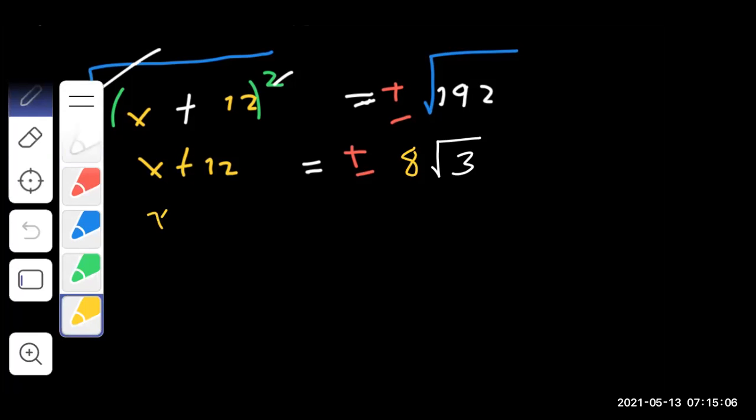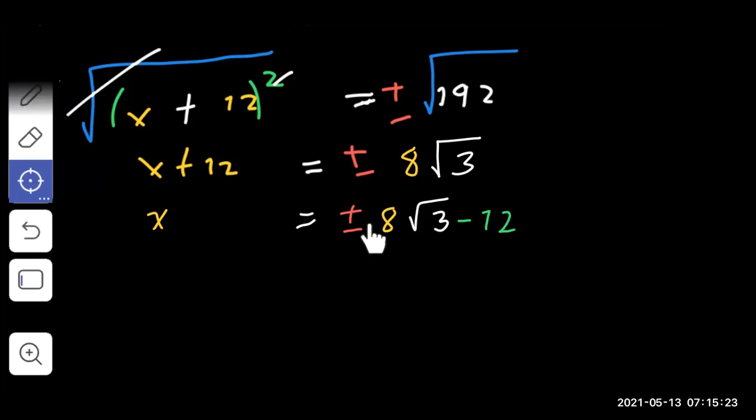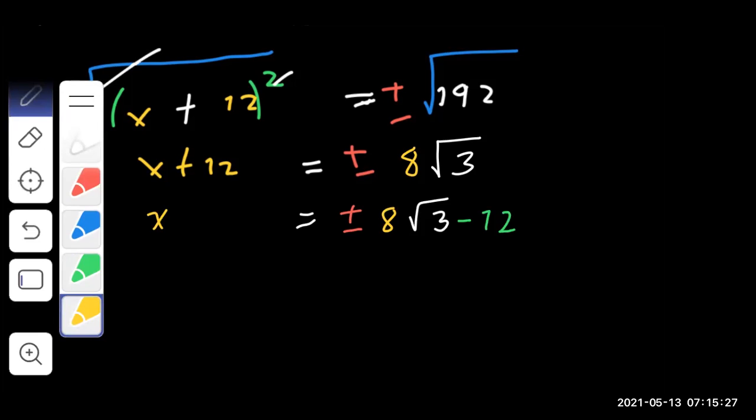So x needs to be alone. So you're going to move this to the other side: plus minus 8 square root of 3, and this negative 12, positive 12, on the other side is going to be negative 12. And the only thing that is awkward here, guys, is this plus minus. So just separate that.